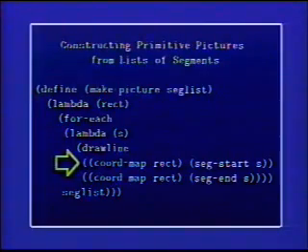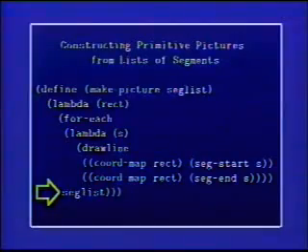That's the first new point it wants to do. Then it takes the end point of the segment, transforms that by the coordinate map of the rectangle, and then draws a line between them. Let's assume draw line is some primitive that's built into the system that actually draws a line on the display. So it transforms the endpoints by the coordinate map of the rectangle, draws a line between them, and does that for each S in this list of segments.